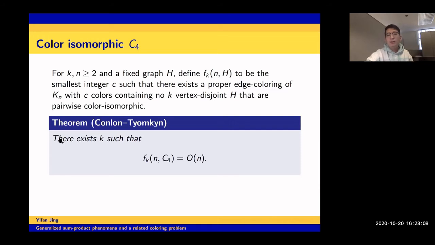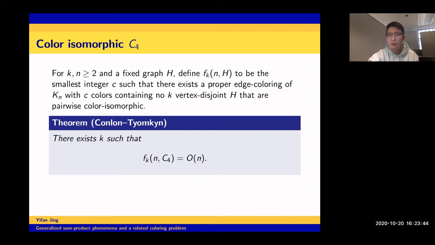So they proved that there exists an integer k such that f_k(n, C4) is linear. You can see that when k is getting larger, this number is getting smaller, because if you don't have k disjoint color isomorphic copies of H, then you cannot have k plus 1 color isomorphic copies of H. Actually, the result is for all even cycles, you have this.